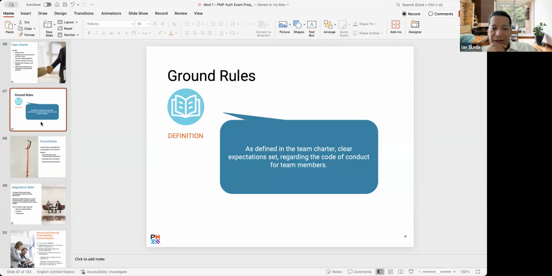So, okay, definitions, ground rules. They are in the team charter, right? And they help create clear expectations regarding the code of conduct.